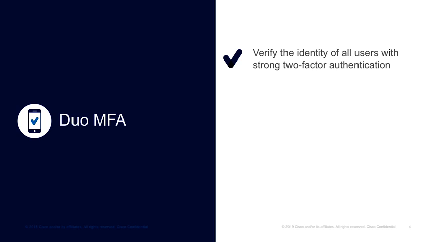Duo MFA establishes user trust with easy-to-use MFA that provides users with secure access to internal applications seamlessly. This edition empowers customers to verify the identity of all users with strong two-factor authentication. This is a critical first step in any zero-trust security model, as understanding who is on the other side of the access request is the difference between business productivity and a breach.